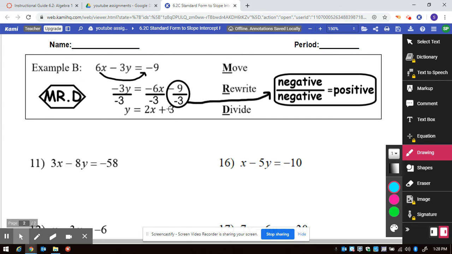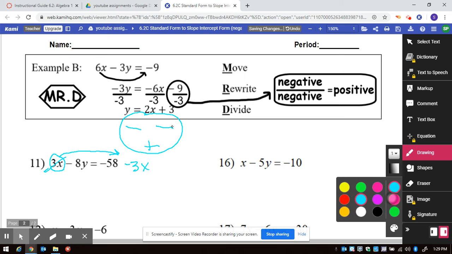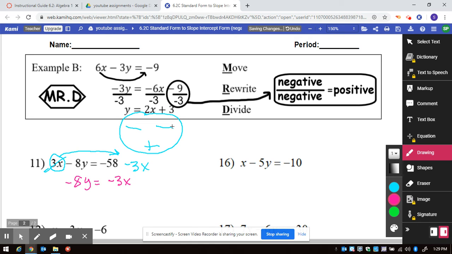number 11. Okay, so in this example, there's going to be some double negatives happening here. So let's start off here. Remember, I'm going to make Sleepy Dude nice and big here so that we can keep him in mind as we're moving through. Move the 3, so negative 3x. Rewrite. So negative 8y is equal to negative 3x minus 58.